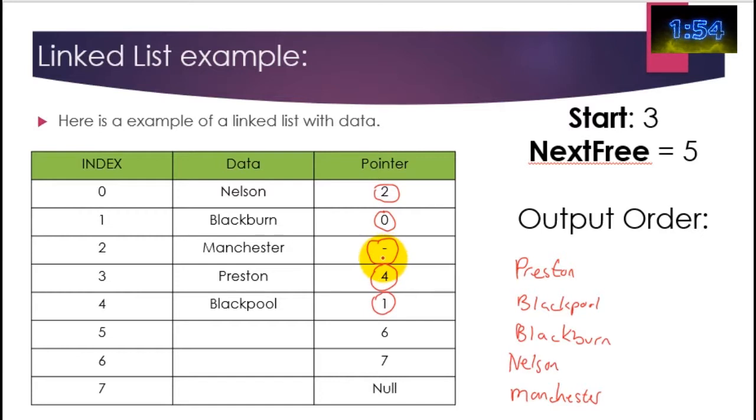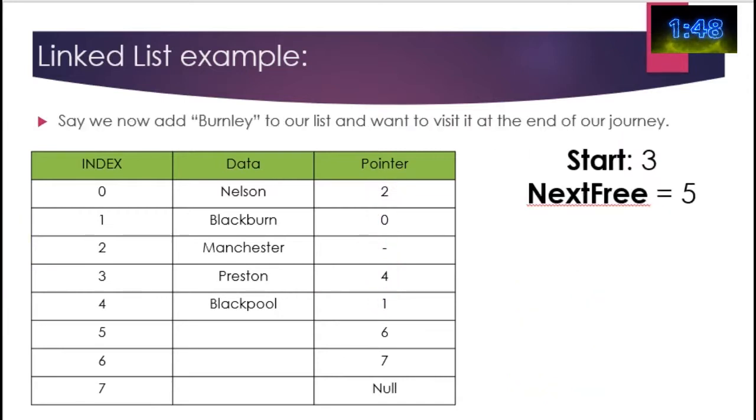So that's not pointing to any index, and so we can say that the linked list has now been searched. Alright, let's have a look at this one then. Say we now want to add Burnley to this list. Again, we're starting at 3, but we want to add Burnley. So the next free available index is 5, so we can add Burnley here.